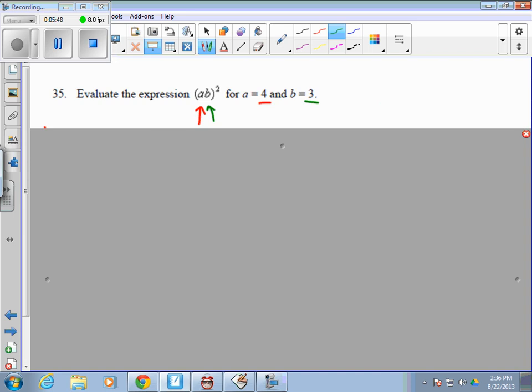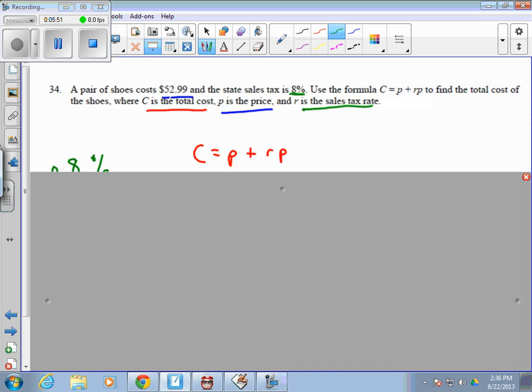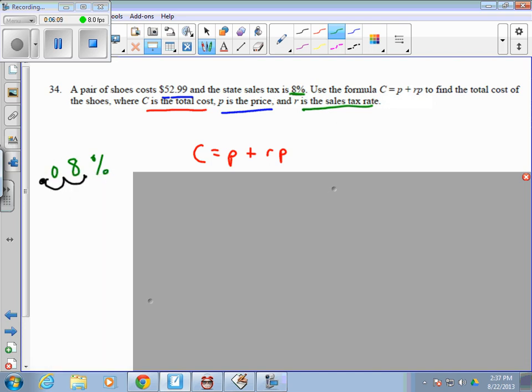34 says, a pair of shoes costs $52.99 and the state sales tax is 8%. Use the formula C equals P plus R times P to find the total cost of the shoes, where C is the total, P is the price, and R is the sales tax rate. The first thing you have to look at is the sales tax rate, because it's 8%, but you can't multiply by 8% in that form. You have to move that decimal over 2 times. When you move it over 2 times, 8% becomes 0.08.